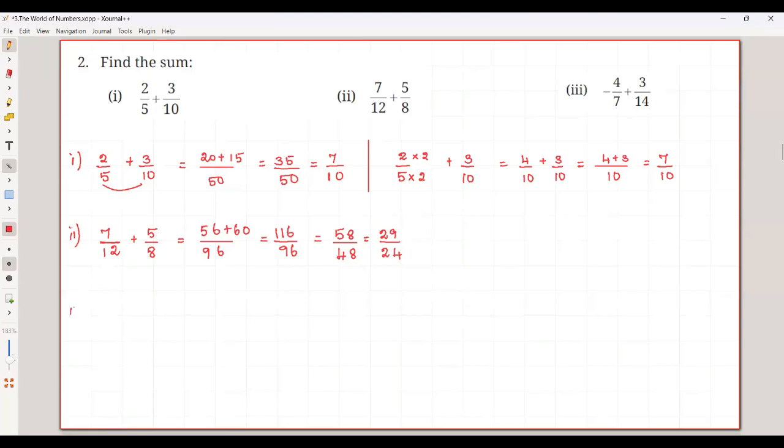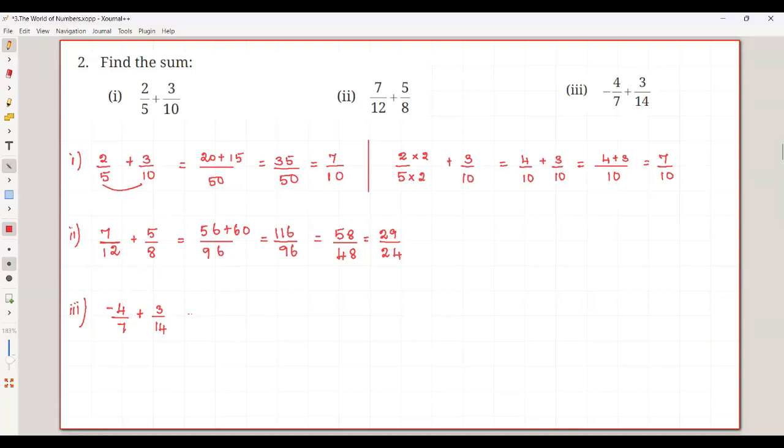Okay, now the third one. Third question: minus 4 by 7 plus 3 by 14. In some cases, instead of going with the butterfly method, going with LCM will be easy. Why? Because here we have 7 and 14. So the LCM will be 14, right? If I multiply 2 with 7, I'll be getting 14. If you go with the butterfly method, you will get the same answer. Whatever is convenient, we can try.